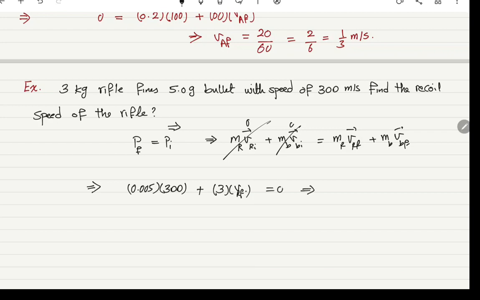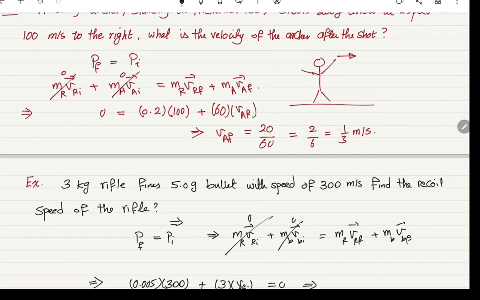You rearrange this and you will find V rifle final equals minus 0.5 meters per second, or the magnitude of the rifle's velocity here equals 0.5 meters per second. And by the way, in the previous example, this has to be minus. It means in the other direction of the arrow.